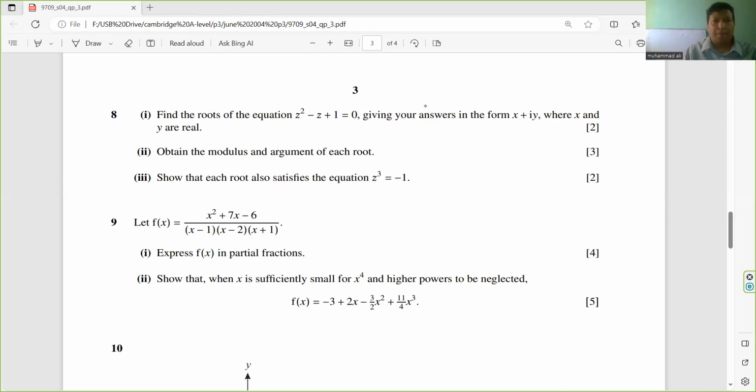Part 2: Obtain the modulus and argument of each root. Part 3: Show that each root also satisfies the equation z cubed equals minus 1. Okay, now see how we can solve this maths.